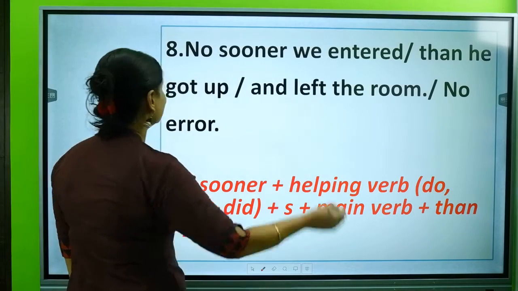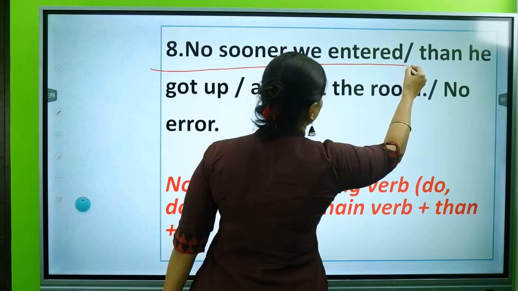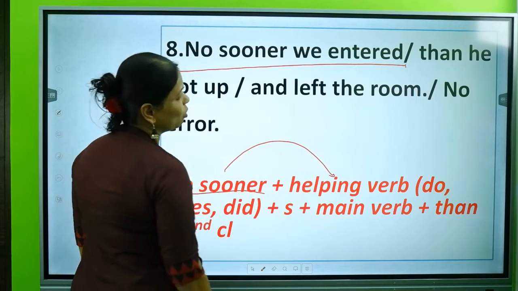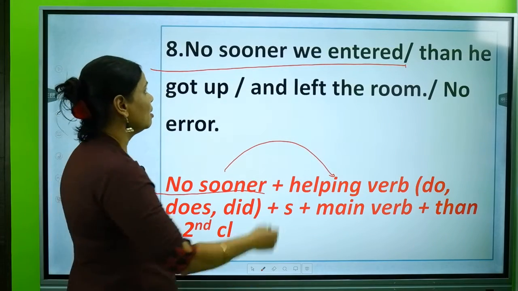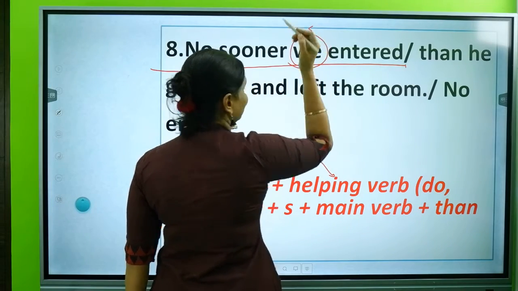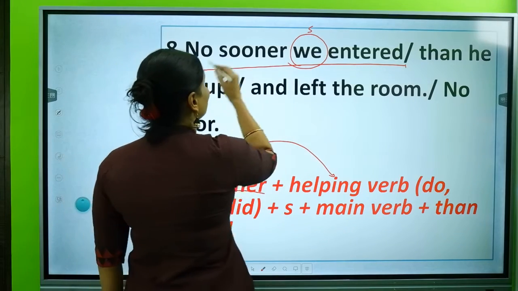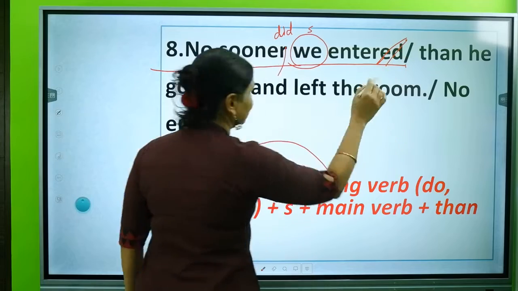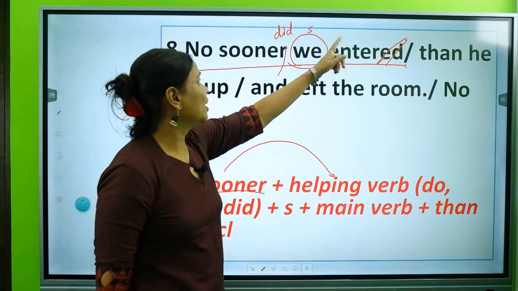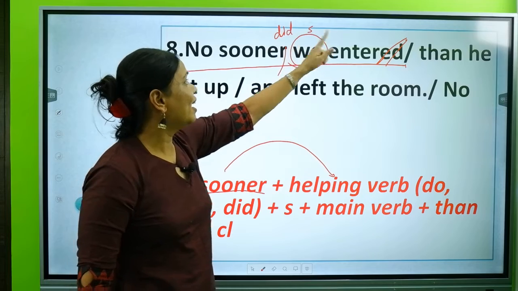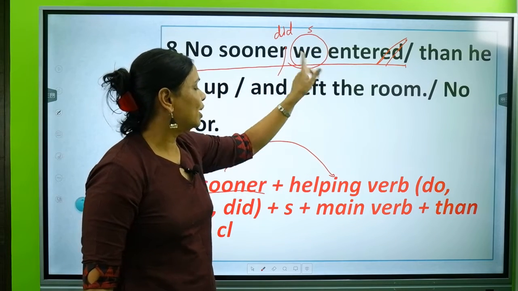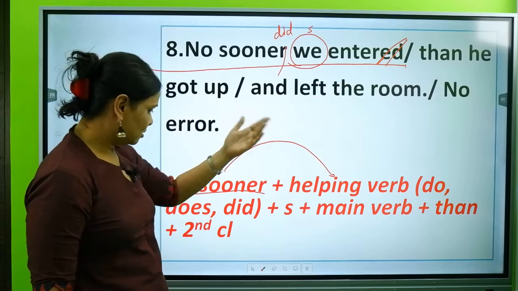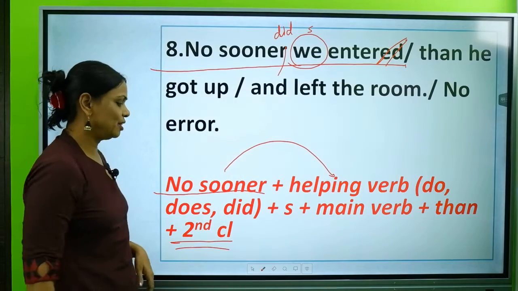Let's have a look at the sentence. No sooner we entered. Here the mistake is there. No sooner, as I told you, should be followed by the helping verb or do, does, did. But it is followed by a subject here. So how can we correct it? No sooner did entered. The ed should be removed and instead of entered we should take did and enter, and in between we should take the subject. No sooner did we enter than, the second clause remains as it is.